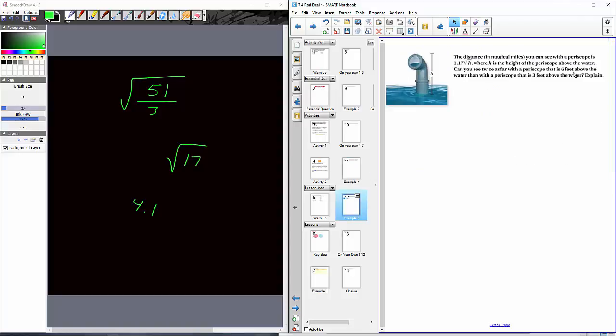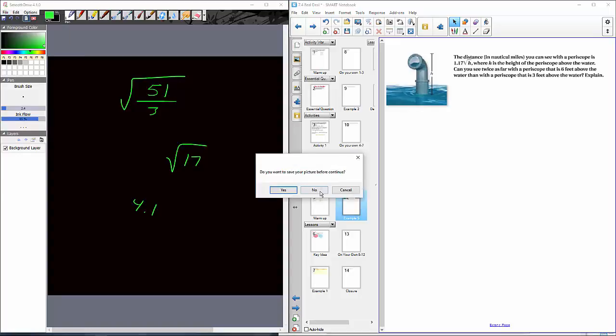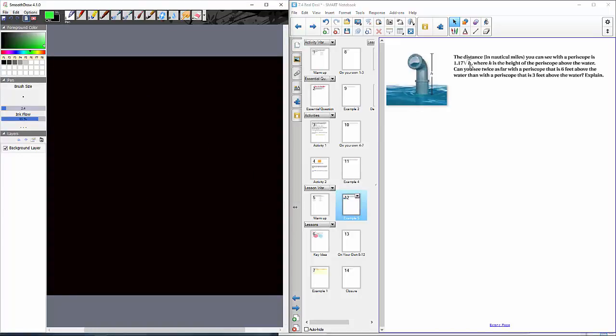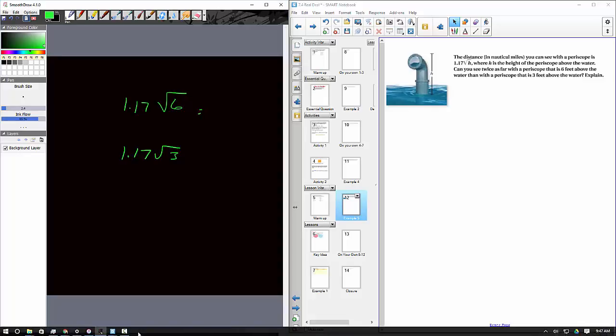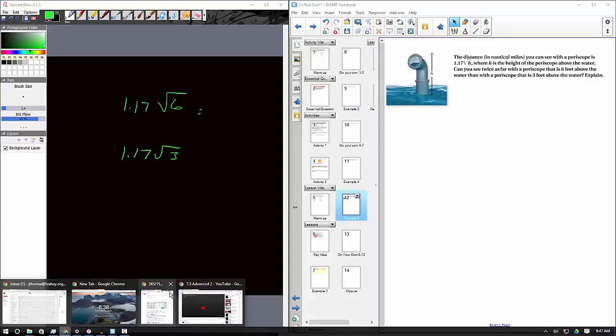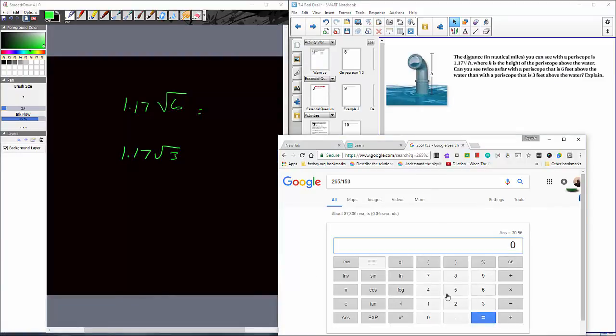This one here says if you plug in, I want to know this periscope. This formula that I have is 1.17 times the square root of whatever the height is. So if I take a 6 and I plug it in and multiply by 1.17, we'll see what we get. And then if I take 1.17 and the square root of 3, we'll see which one can see twice as far. So let's look here. If I take the square root of 6 times 1.17, I get 2.86.